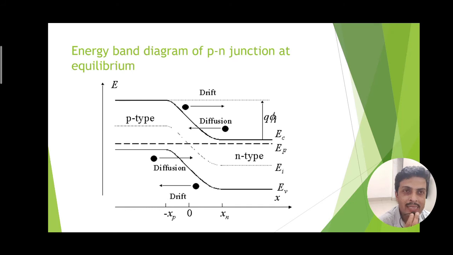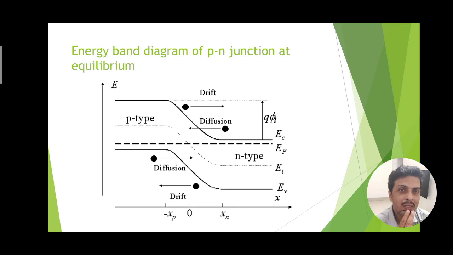Similarly, for the n side, since free electrons are plenty, the conduction energy band comes closer to the Fermi energy level. So it is very clearly shown why the Fermi energy level is closer to the conduction band in the case of n-type semiconductor, and the Fermi level is closer to the valence band energy for the p-type semiconductor.